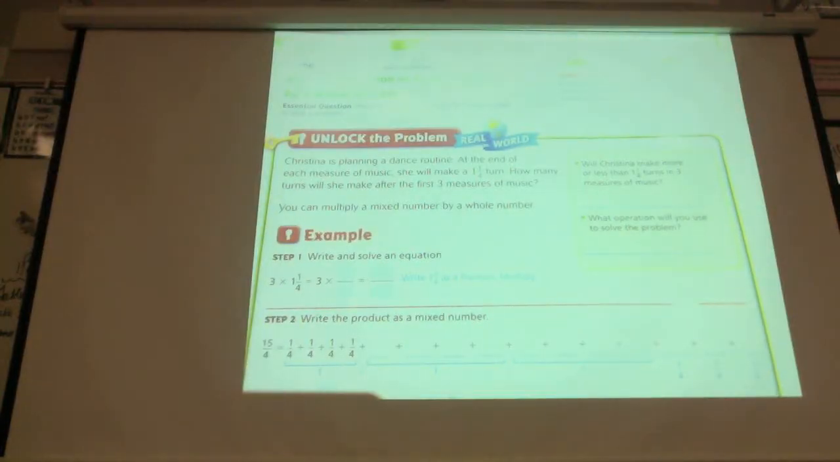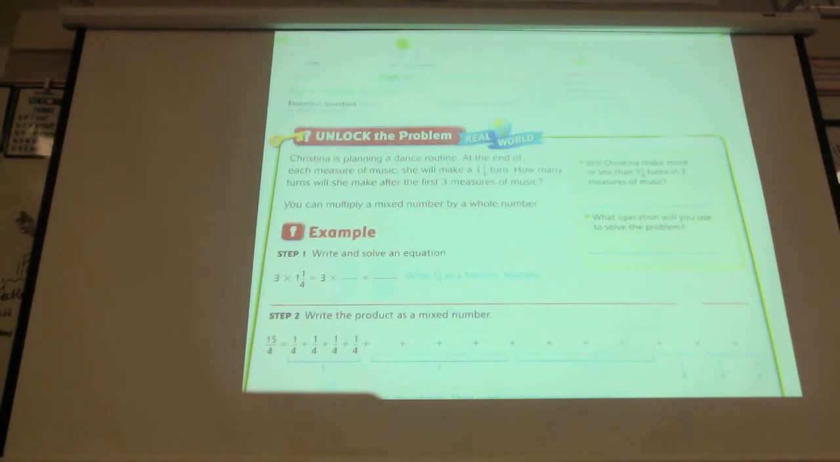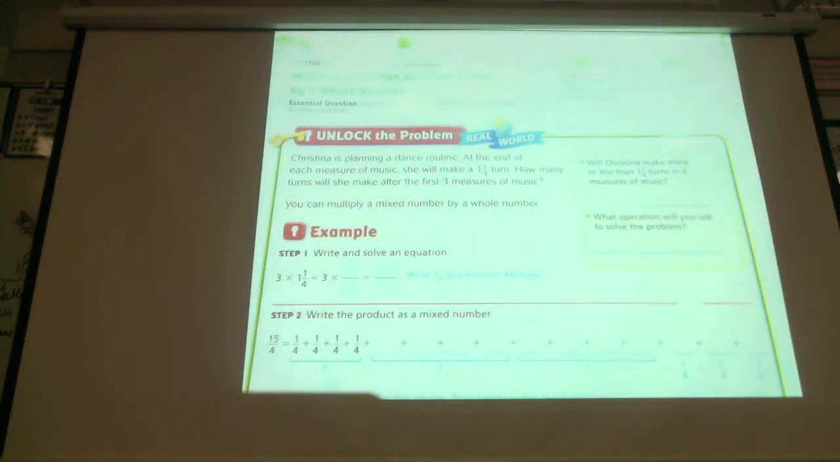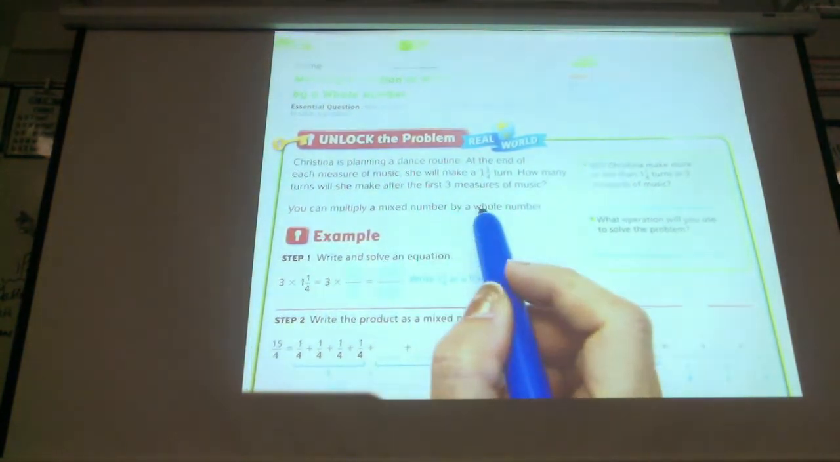Christina is planning a dance routine. At the end of each measure, she will make a 1 1/4 turn. How many turns will she make after the first 3 measures of music?